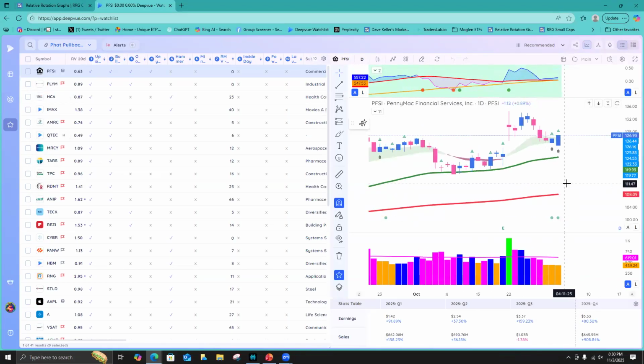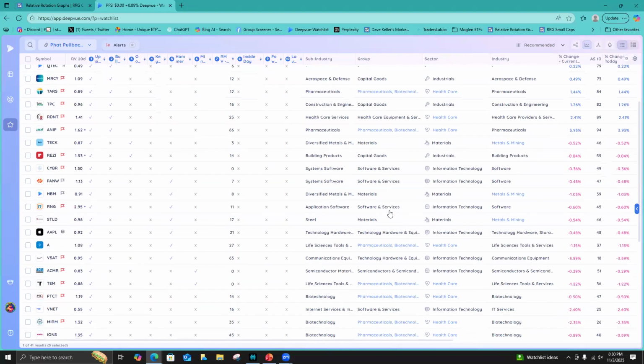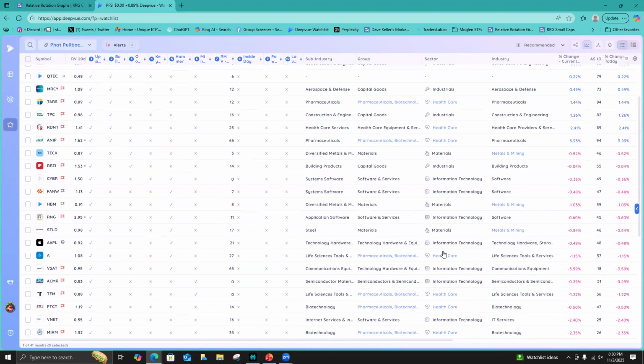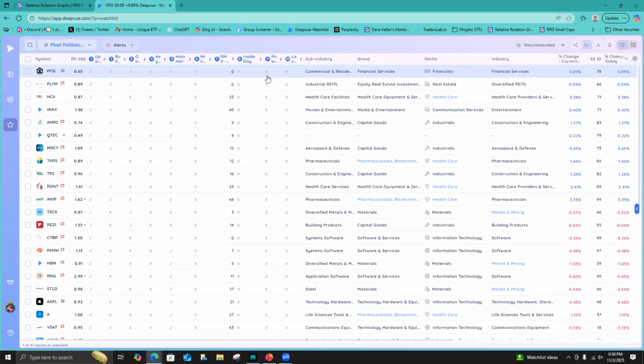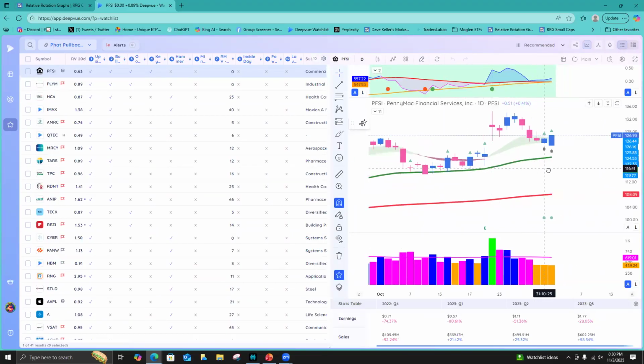PFSI back on the list. Well, that is interesting. So let's see. I don't see anything in blue there. So the ones that are in blue are the larger number of setups. So it looks like healthcare, and healthcare has been doing pretty well. But PFSI is showing itself out with the financials, right?